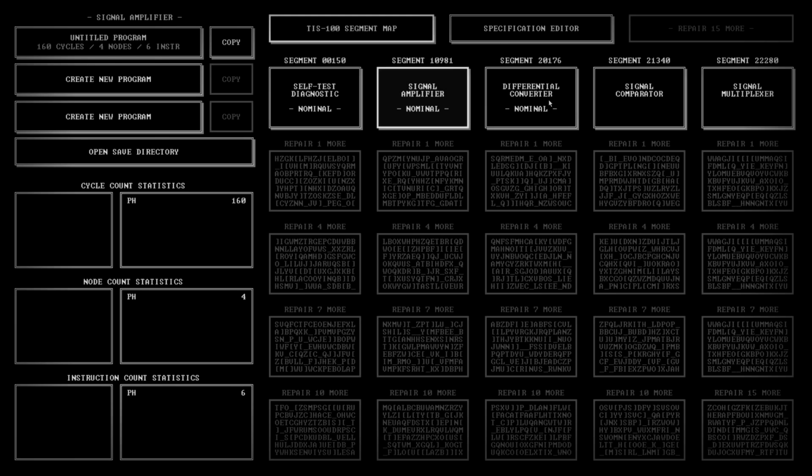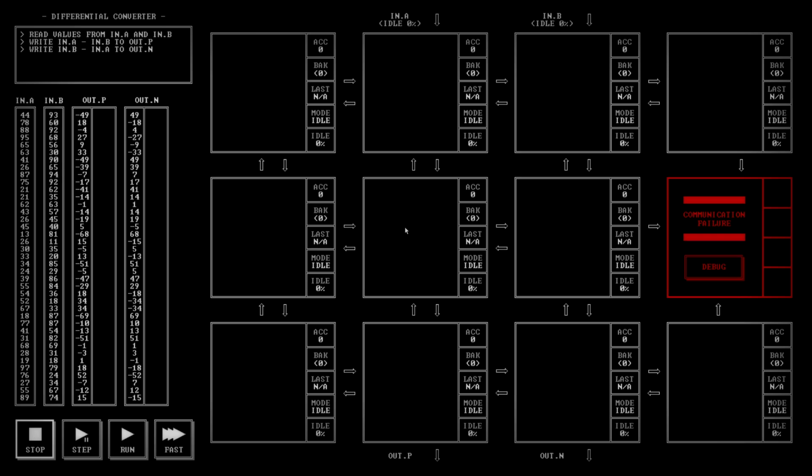So where are we? We're on our differential converter. Let's create a program for it. Read the values from in.a and in.b. Write in.a minus in.b to out.p, and write in.b minus in.a to out.n.